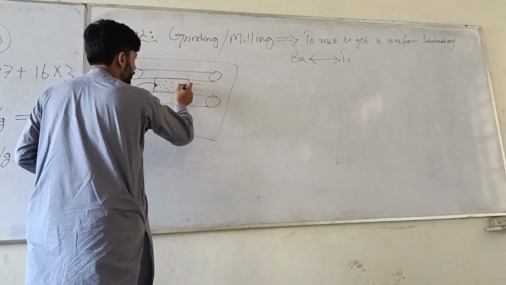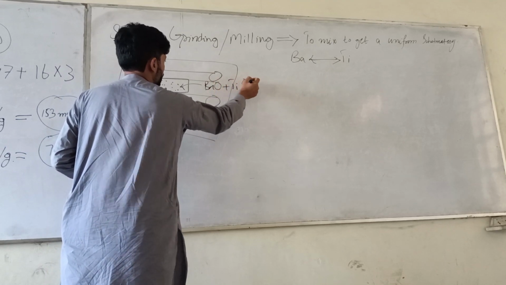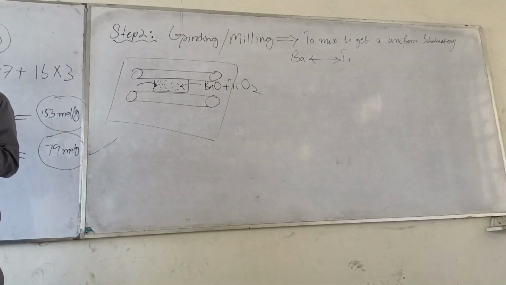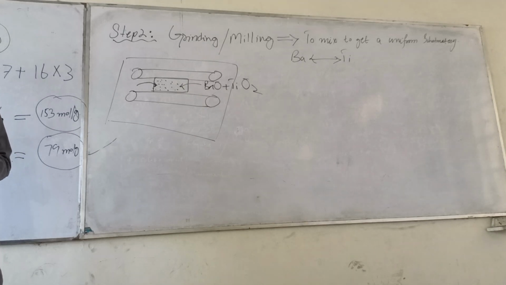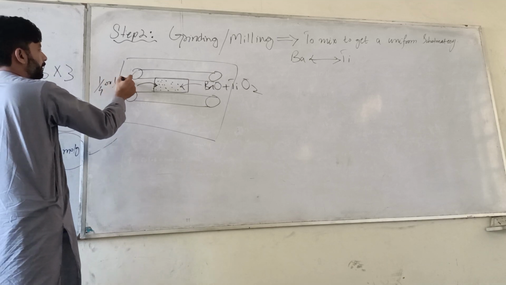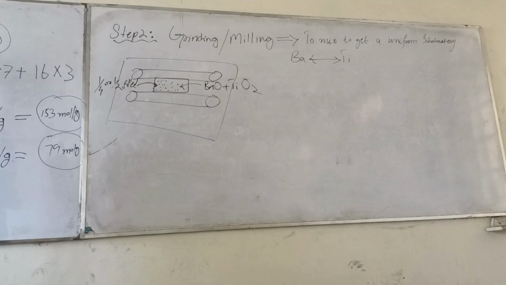Inside that jar there is your barium oxide plus titanium oxide, the required amount of grams, and the jar is almost 1/4 or 1/2 filled with that media, and a liquid like acetone, propanol, or any volatile liquid. For example, methanol, ethanol, propanol, isopropanol are of this type.